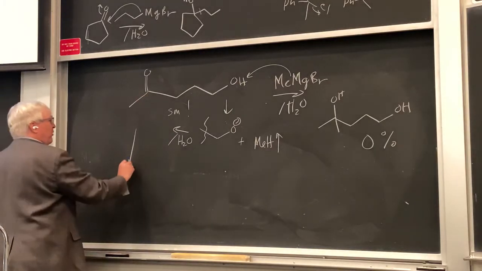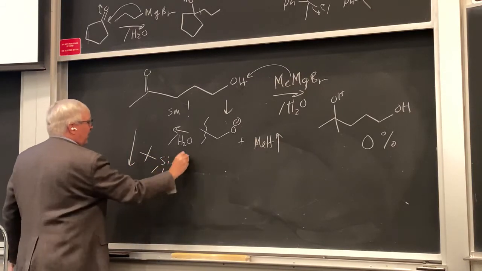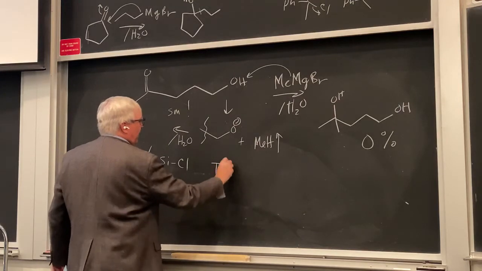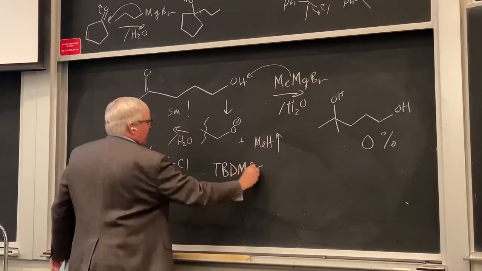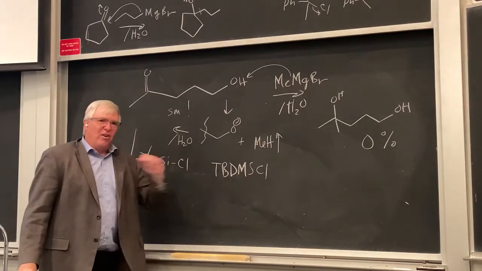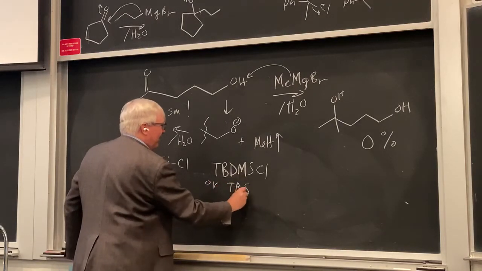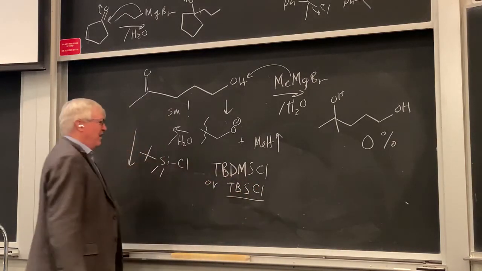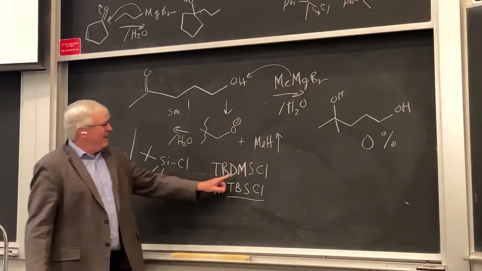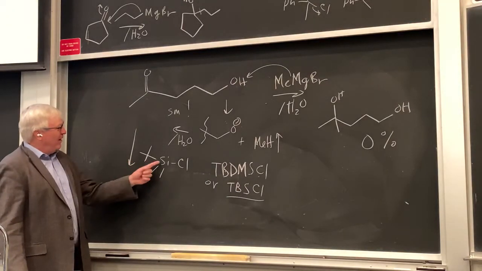So what we do first is react it with the tert-butyl dimethyl silyl chloride, okay? And we abbreviate that as TBDMS chloride. Well, I guess that's a long acronym. Sometimes we just say TBS chloride, okay? In fact, that's what most chemists use, just TBS chloride. The book uses TBDMS chloride.